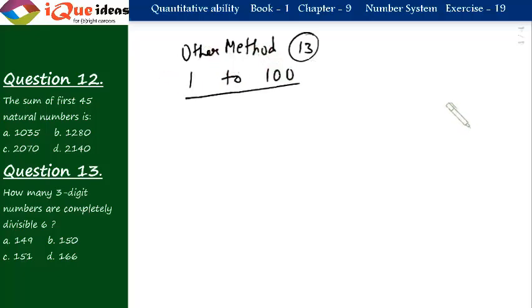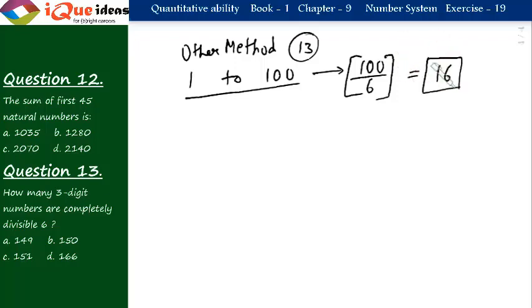That will be equal to the last number divided by 6, and the integer part of that thing. Suppose you want to calculate the number of multiples of any number in any set starting from 1. The condition is the set should start from 1. So from 1 to 100, the number of multiples of 6 would be 100 by 6. That is equal to 16. The actual value will be 16.66, but because we are counting, it has to be 16.